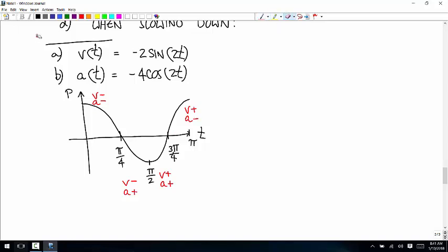So if we're looking for the intervals, when it's moving in the negative direction, that's all the way from t equals 0 to t equals pi over 2. And for when it's slowing down, that's pi over 4 to pi over 2, and then 3 pi over 4 to pi. And since I said t equals 2 pi by accident, you would have to do it again, but I'm not doing that. Any questions about that?